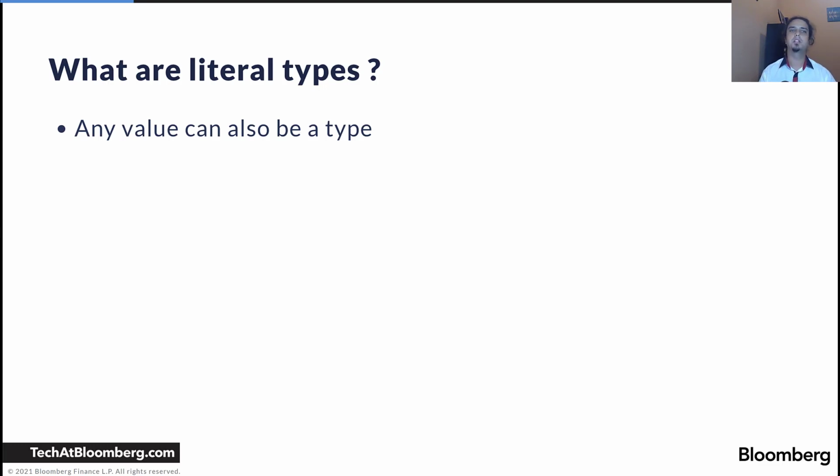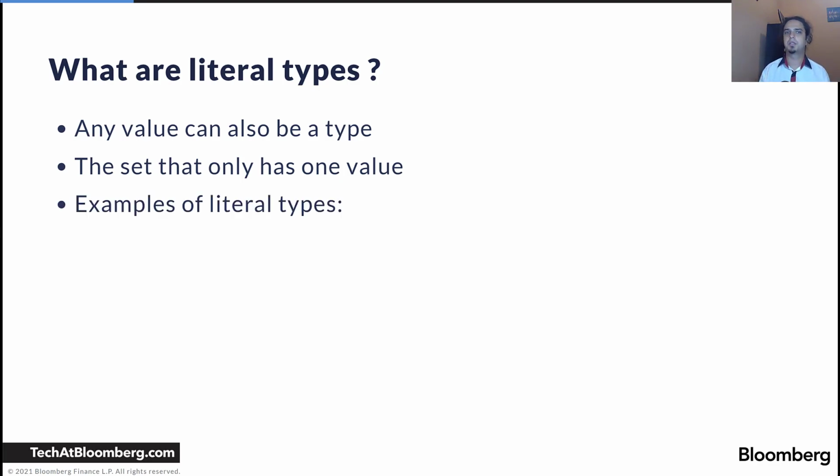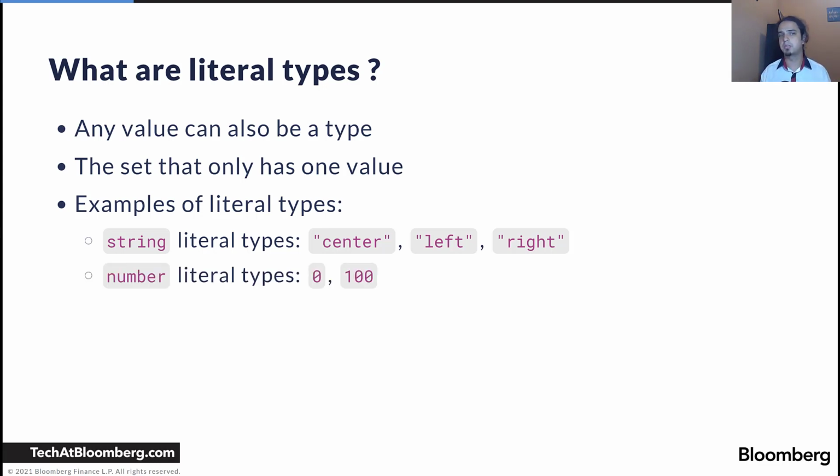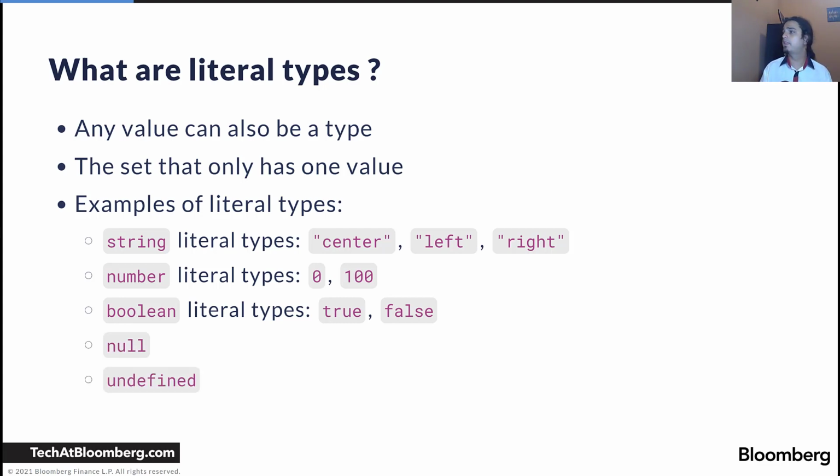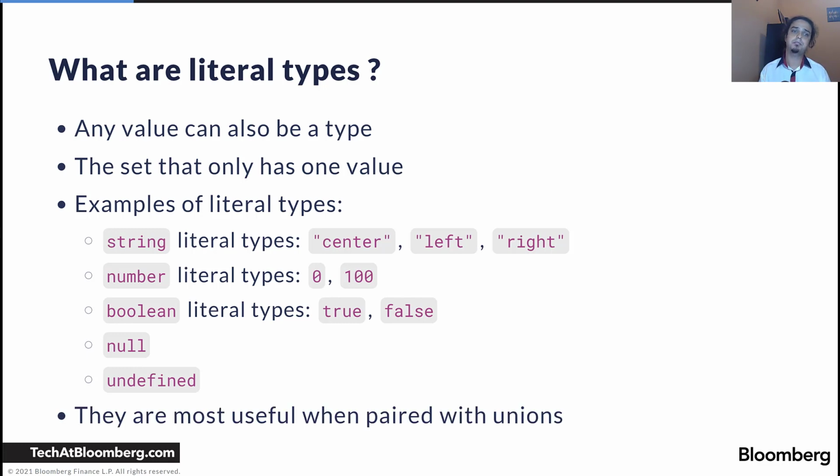So to recap, what are literal types? Well, in TypeScript any value can also be a type, and this type represents the set of values that contain only one value, the value that originated this type. Examples of string literal types, for example, we can have center, right, and these are string literal types, but we can also have number literal types, for example, 0 or 100, or Boolean literal types, which can only be true or false. And we can have the null literal type and the undefined literal type. Now these are most useful when we pair them with unions.